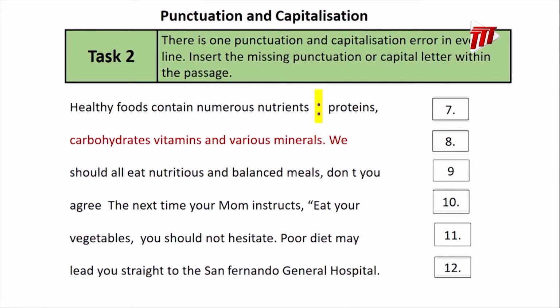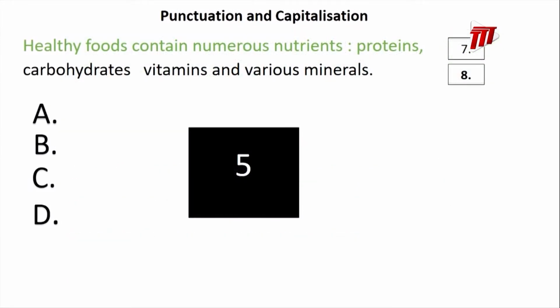Proteins, carbohydrates, vitamins, and various minerals. Something is missing there. What's missing? A punctuation mark, definitely. We have a list of words. When we have a list of words followed by "and" and then the last word, what is usually missing? Yes, something is missing there. Is it a full stop? The next word is not a capital letter. Is it an exclamation mark? Are we exclaiming something? No. Is it a comma or is it a colon?